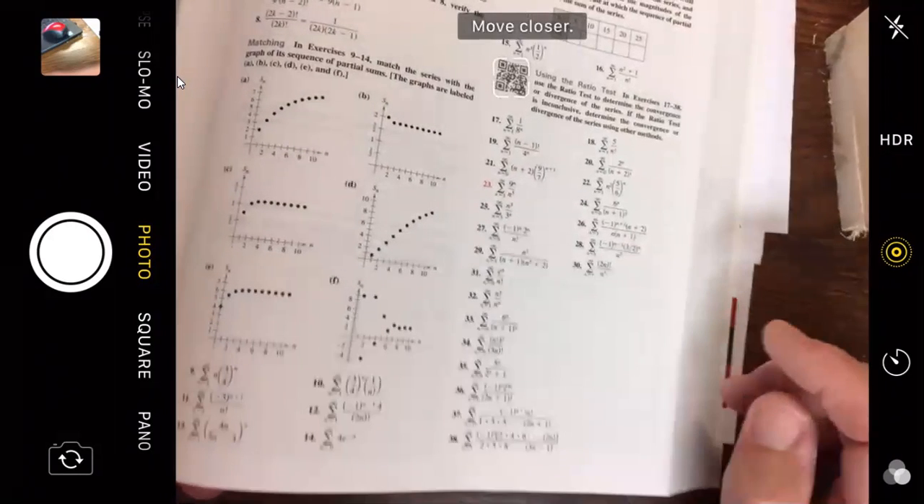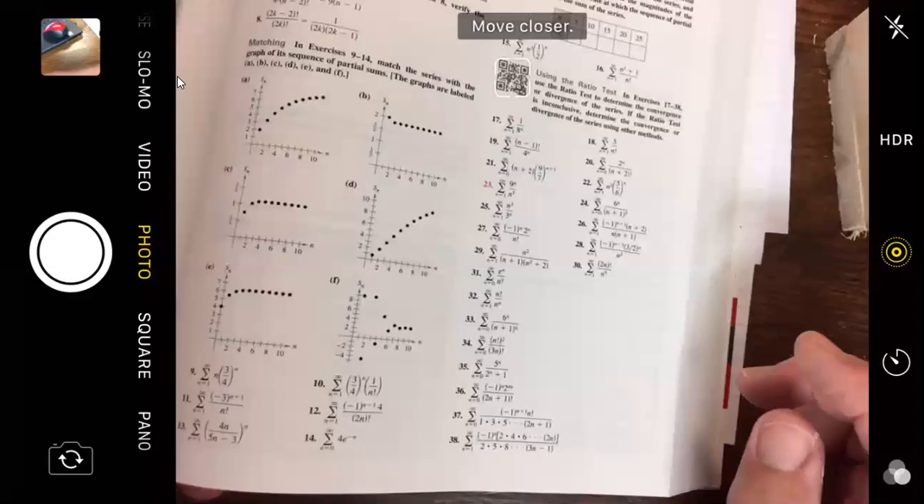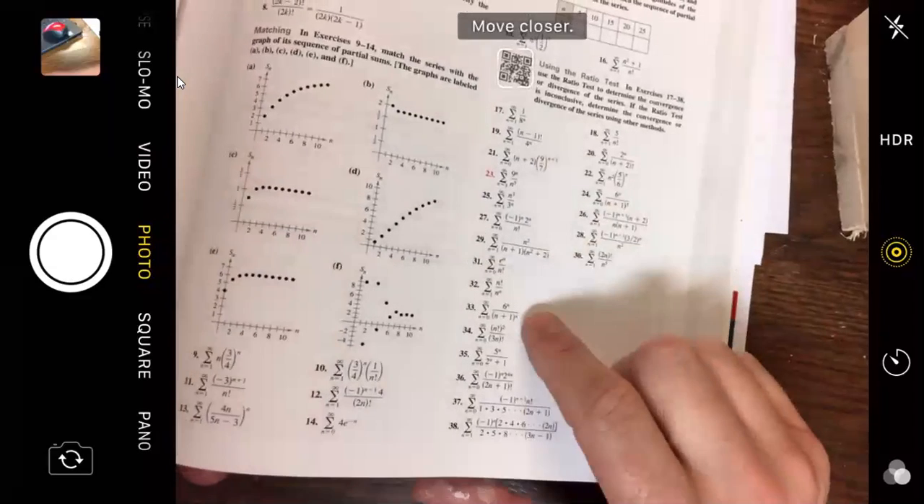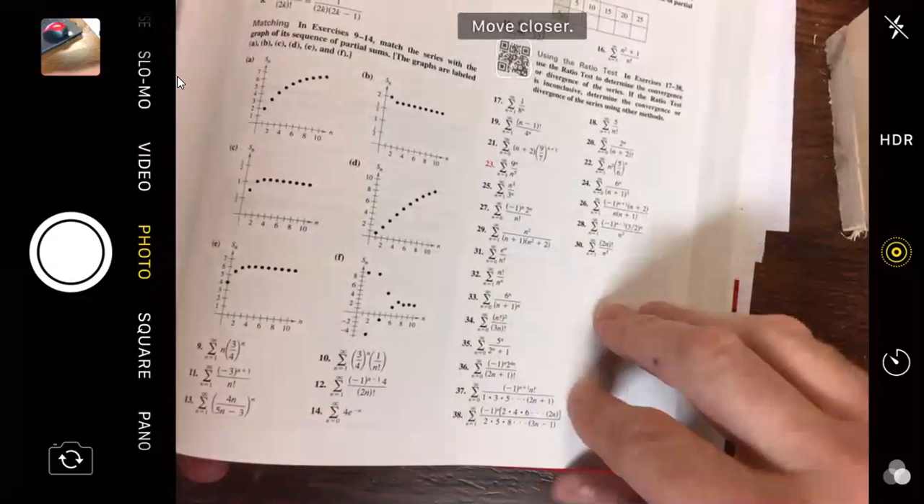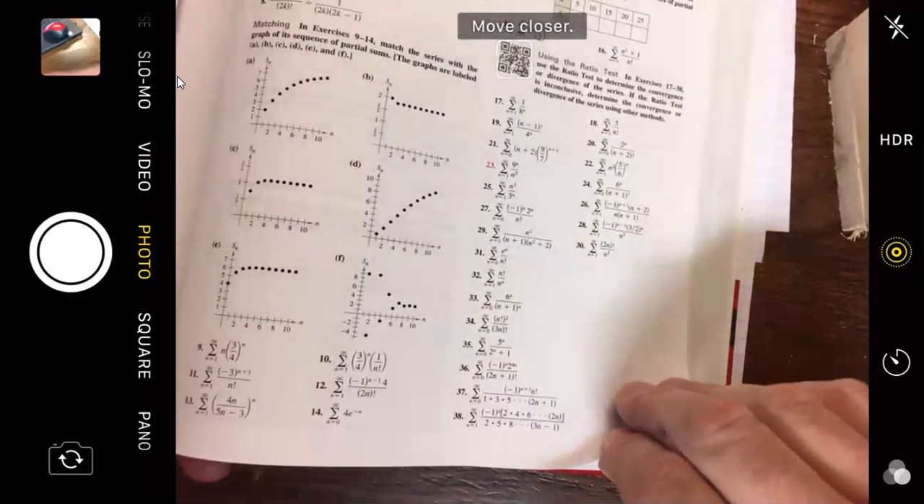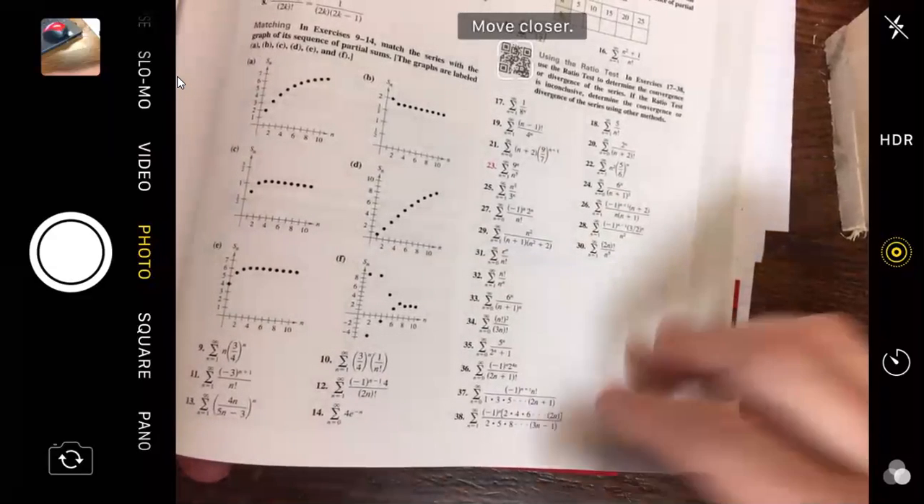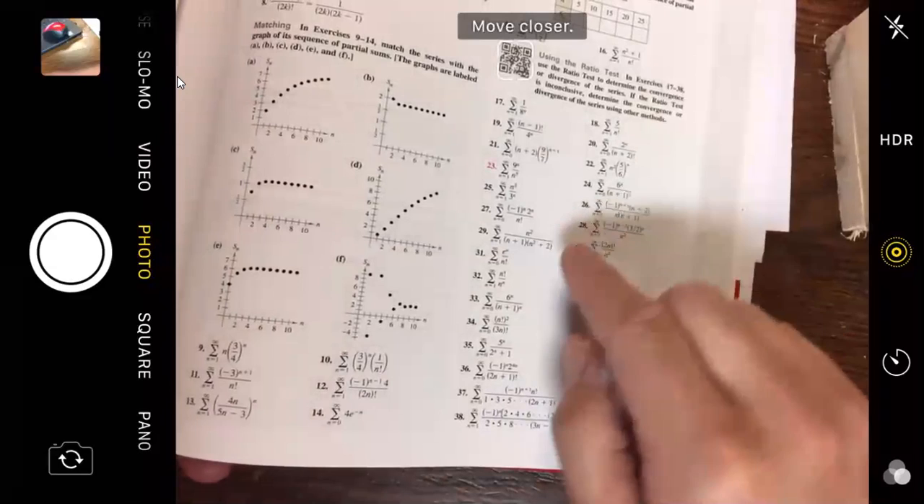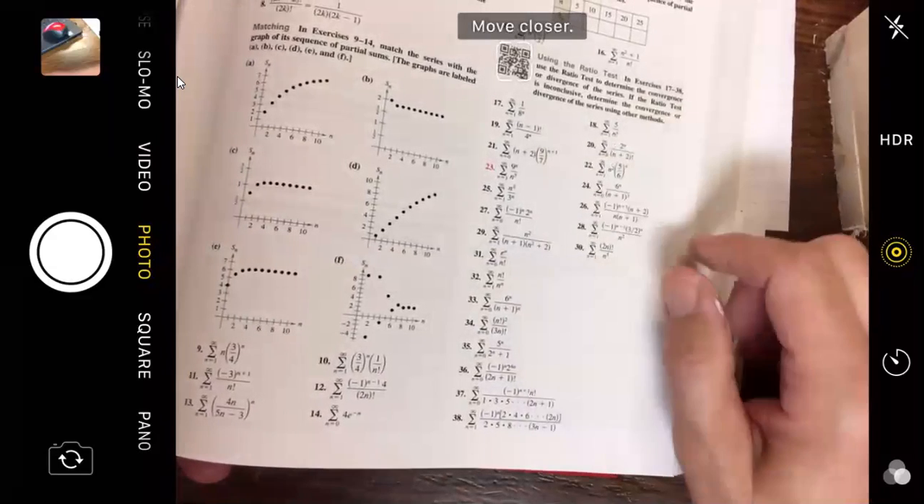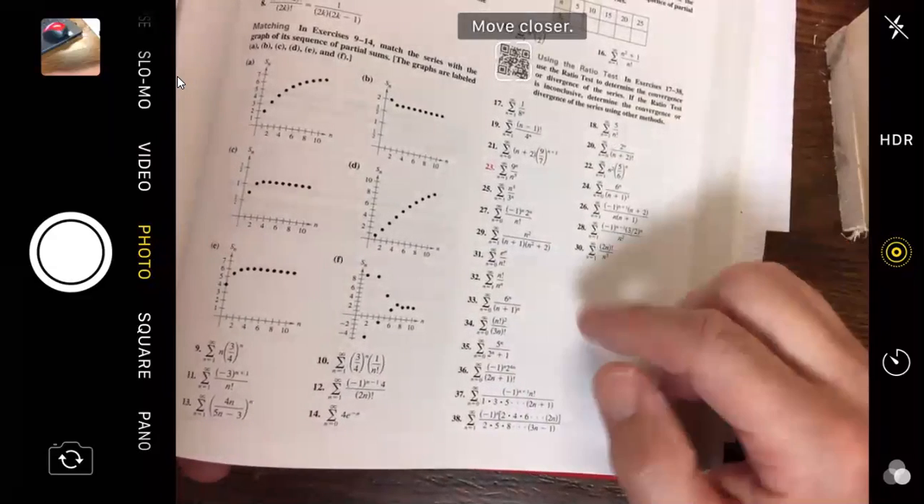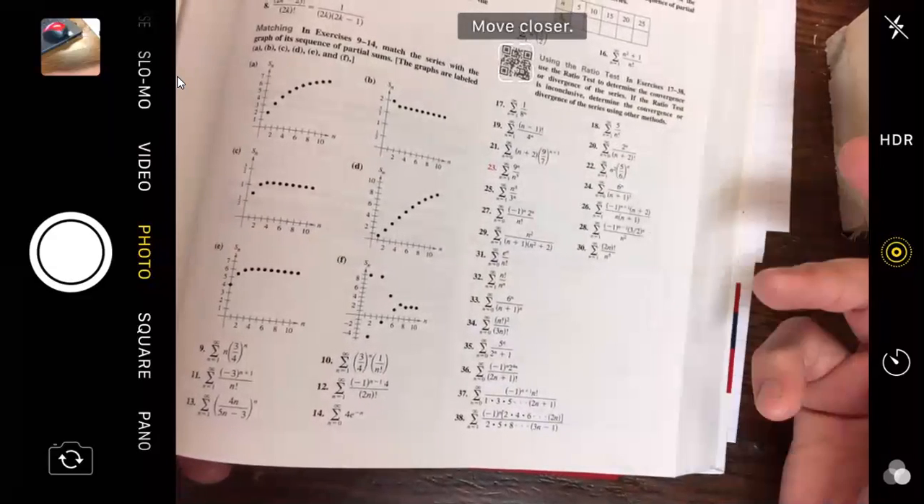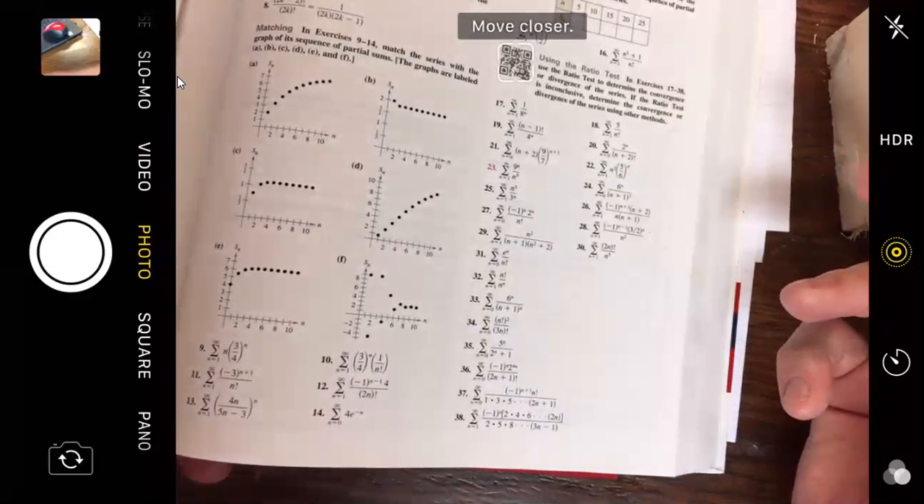Anybody want to see any of these other ratio test problems before I flip the page and show you a root test? Root test is kind of strange. It has a very similar conclusion and construction to a ratio test. But anybody want to see one more ratio before I do a root? I think we can get to root tests. Okay.